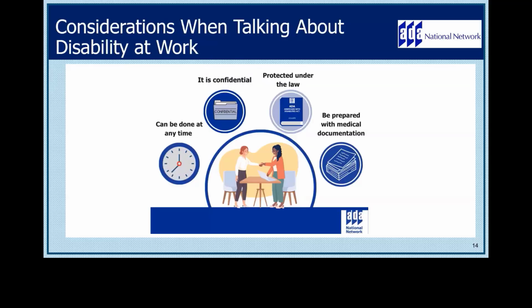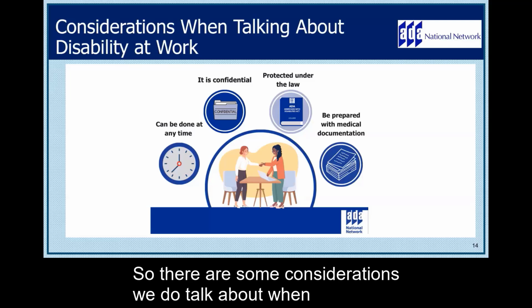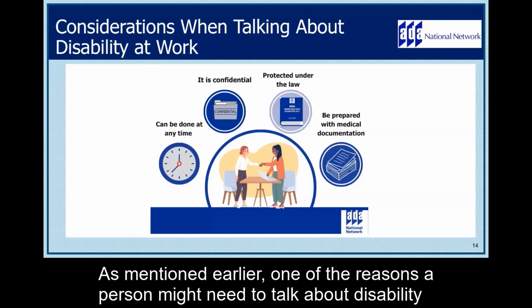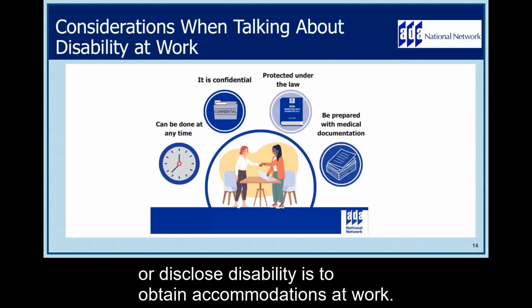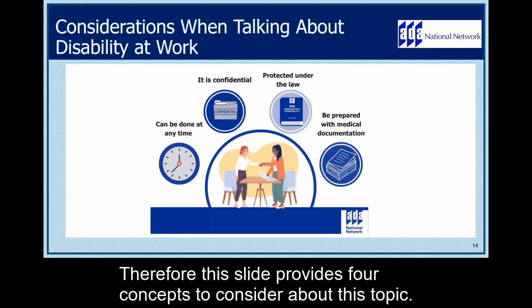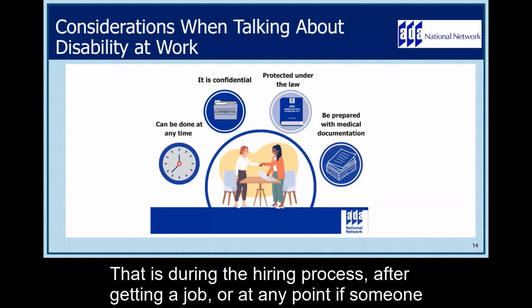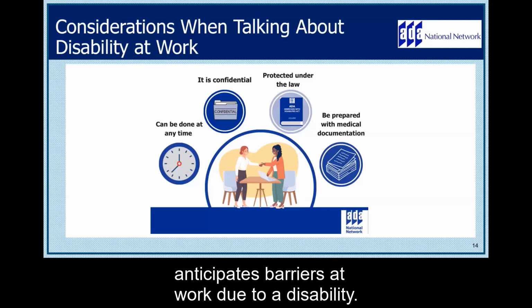Slide number 14. So there are some considerations we do talk about when you disclose or talk about disability at work. As mentioned earlier, one of the reasons a person might need to talk about disability or disclose disability is to obtain accommodations at work. Therefore, this slide provides 4 concepts to consider about this topic. 1, disclosing a disability in the workplace can be done at any time, that is, during the hiring process, after getting a job, or at any point if someone anticipates barriers at work due to a disability.